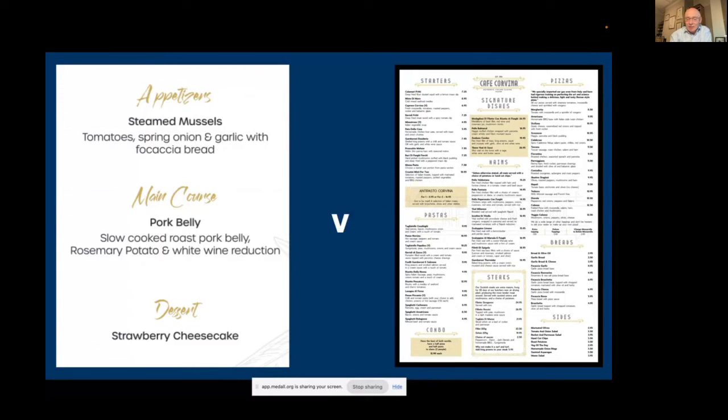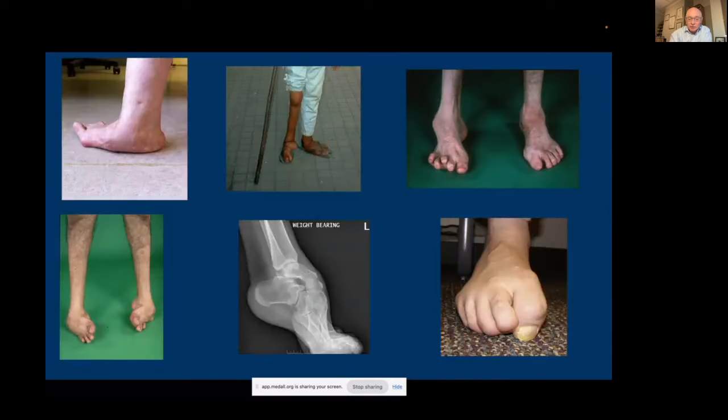So how on earth do you decide, when you're faced with one of these complex cavus neurological feet, what you're going to do? What I'm going to try and do is give you some sort of logical way of breaking it down to make it more reproducible. And all of these are neurological feet.